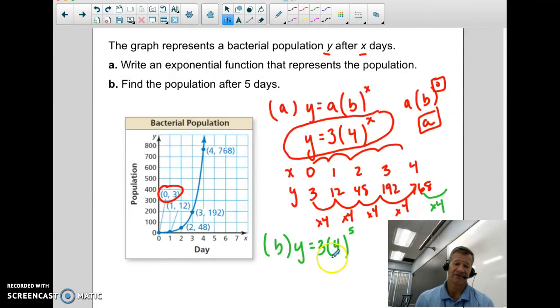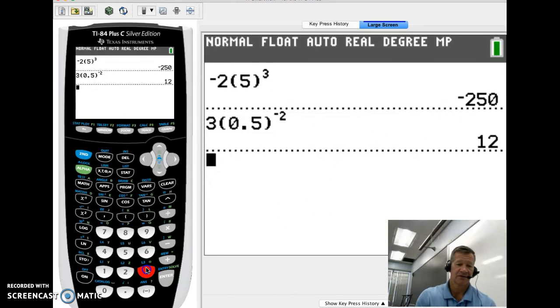Now 4 to the 5th is a really huge number. 4 times 4 is 16, times another 4 is 64, times another 4 is 256. I think if we multiply that by another 4 yet, you'll get 1,024, which then you have to multiply by 3. Well, that's a huge number. So we might want to go to our calculator for this one. 3 times 4 to the 5th.